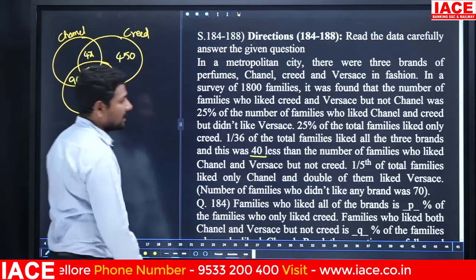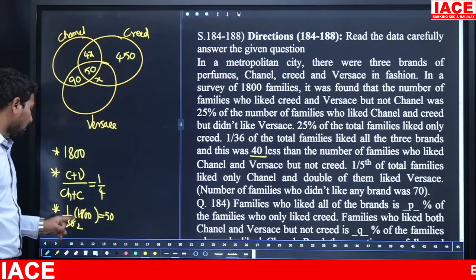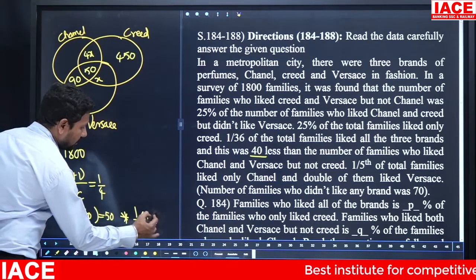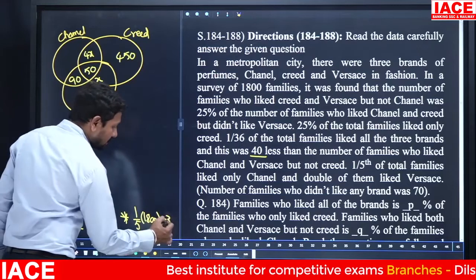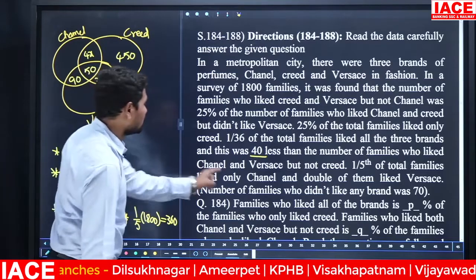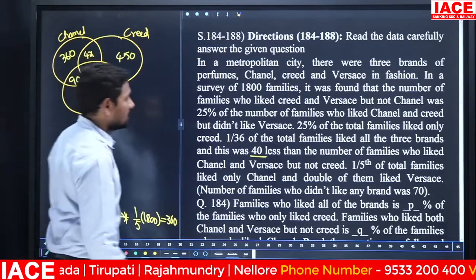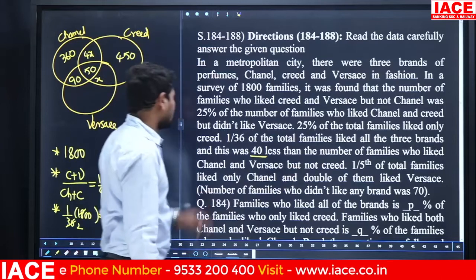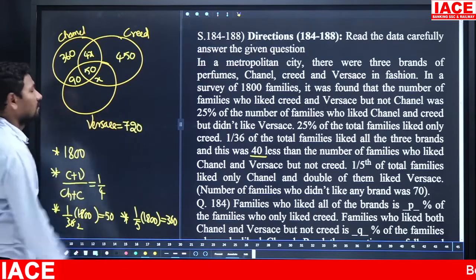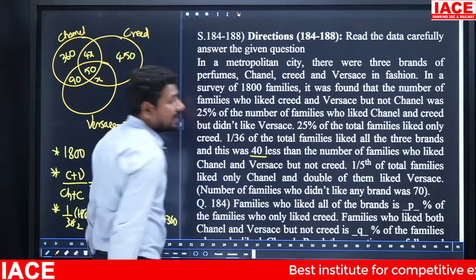Next, 1/5 of the total families liked only Chanel. 1/5 of 1800, then 5 how many times? 360 times. 1800 by 5 is 360, so only Chanel is 360. Next, double of them liked Versace, so double means it is 720. Not mentioned as only, that's why we can take it outside the circle. Okay, clear. And the last line they mentioned is the number of families who did not like any brand is 70.